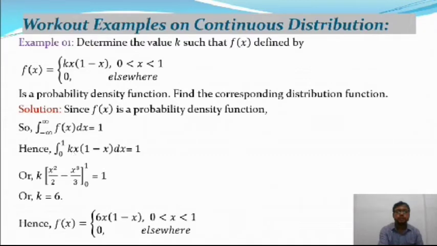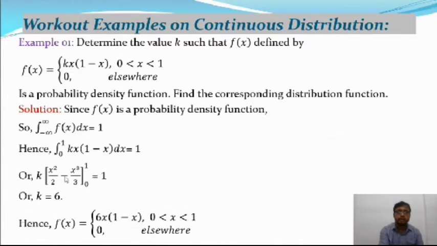After multiplying x into the bracket, we get x minus x squared. After integration we get k into [x squared by 2 minus x cubed by 3], where 1 is the upper limit and 0 is the lower limit, and this equals 1. After putting in the upper and lower limits, this equation gives the value of k, and k is equal to 6. So the value of k is 6, for which the function fx is a probability density function.